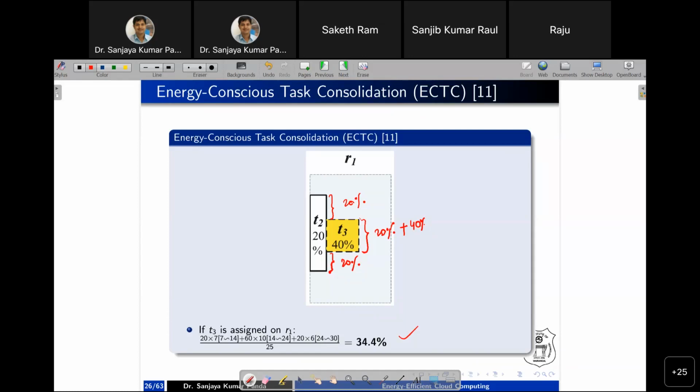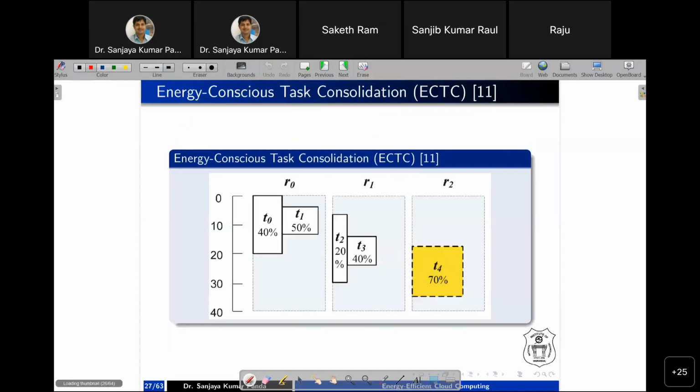Similarly, you have to calculate what is the utilization if D3 is assigned to R0. Based upon that, you have to decide which one is minimum. The minimum you have to choose in the ECTC algorithm, and there is another algorithm that is called max util. In the max util case, you have to calculate the maximum utilization. The machine giving you maximum utilization, that machine you have to choose.